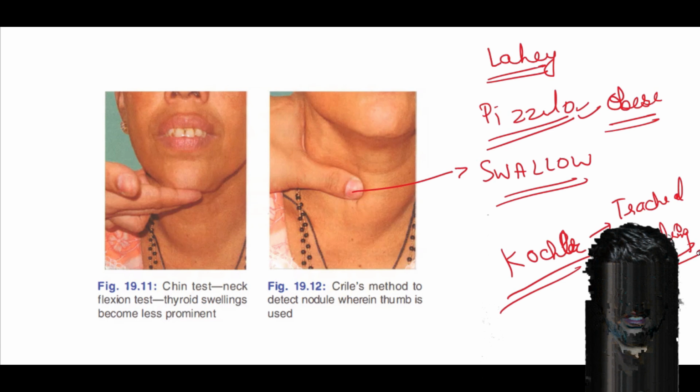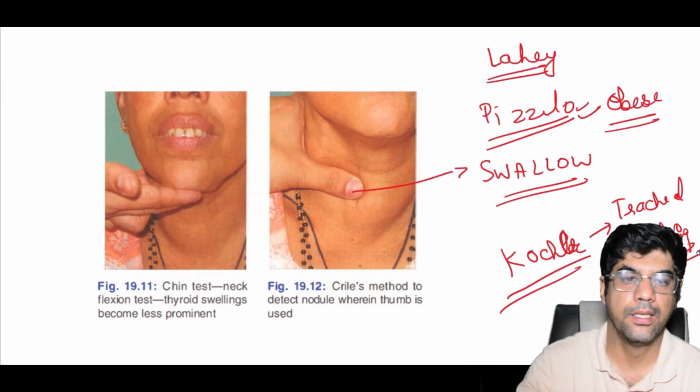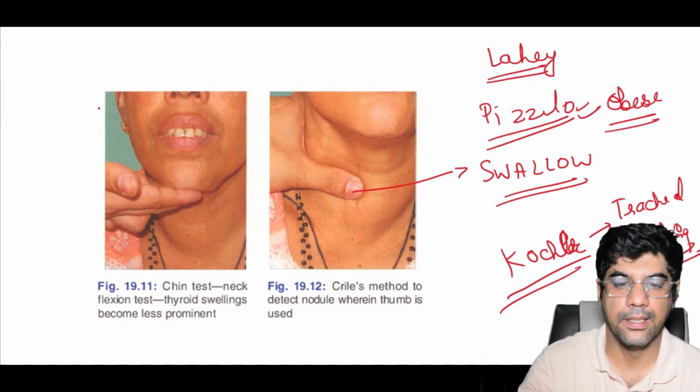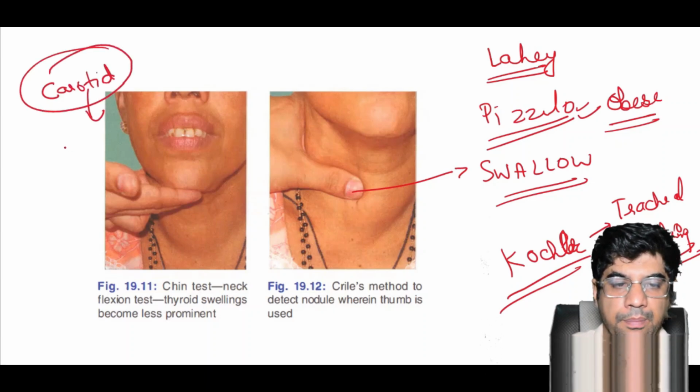In a large multinodular goiter, you will see the enlarged thyroid gland may push the carotid artery laterally. So pulsation of common carotid artery may be felt in posterior triangle of neck.